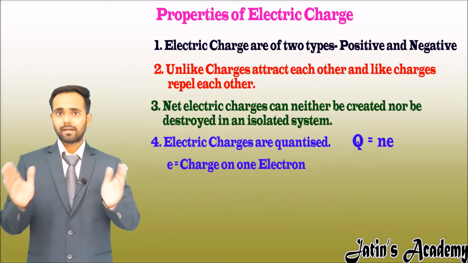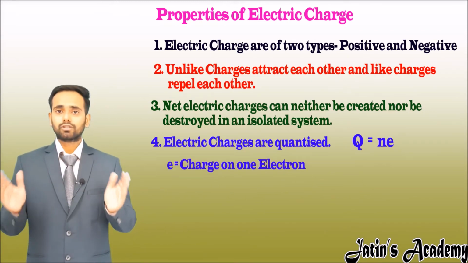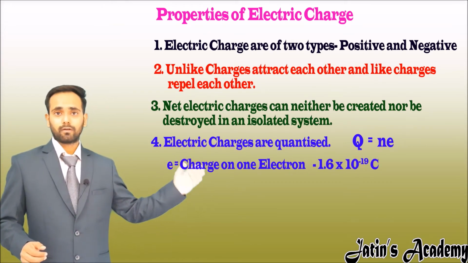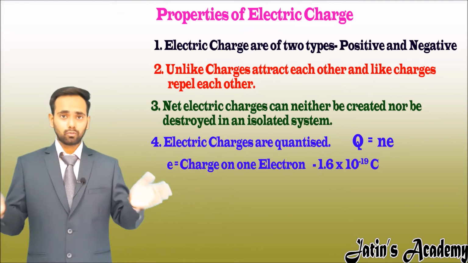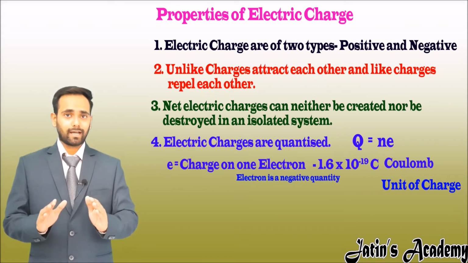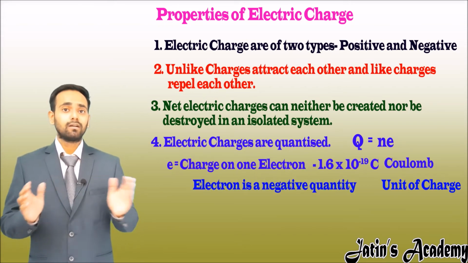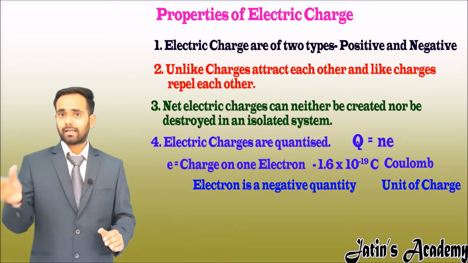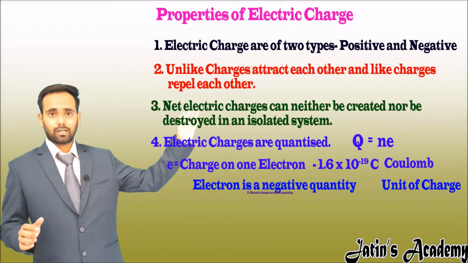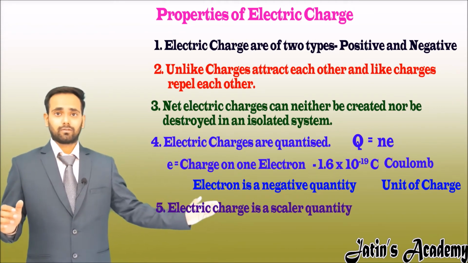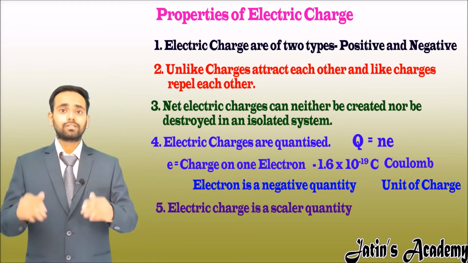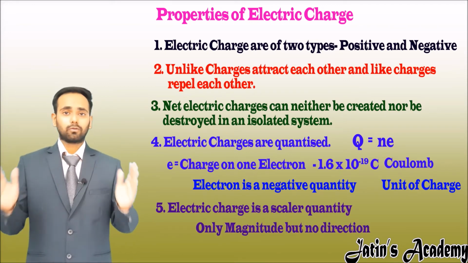It is experimentally calculated that the charge on the electron is minus 1.6 into 10 raised to power minus 19 coulomb. Here coulomb represents the unit of the charge and the negative sign indicates that the charge is a negative quantity, because we know that electron is negative. Our fifth point is that electric charge is a scalar quantity. Now what is the meaning of scalar? A scalar quantity is a quantity which has only magnitude but no direction.